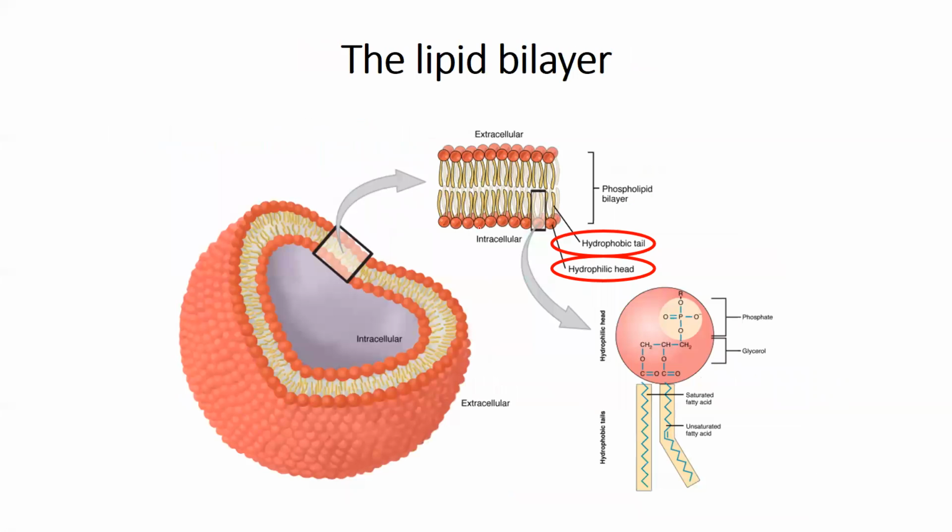If we take one of those lipid molecules, they are phospholipids, and they have a hydrophilic head and a hydrophobic tail, okay? Hydrophilic meaning that it loves water, basically, and hydrophobic meaning that it hates water, okay?